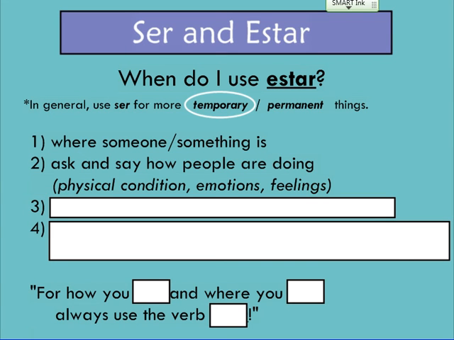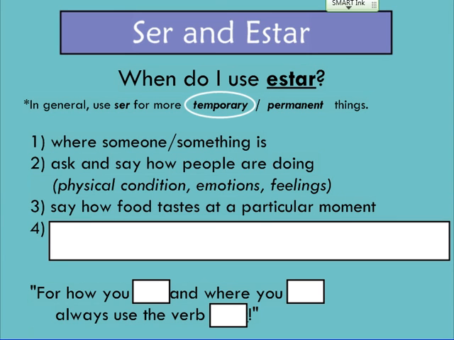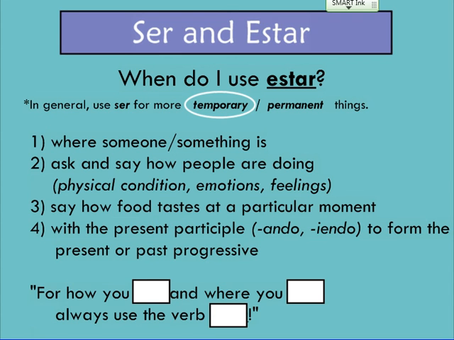Also, to ask and say how people are feeling or doing. I ask you this question all the time when you come in the classroom. ¿Cómo estás? I want to know about your feelings. You also use estar to say how food tastes at a particular moment, and also with the present participle. Those are words that end in ando, yendo, or the English equivalent would be ing to form the present or past progressive. For example, yo estoy hablando ahora.